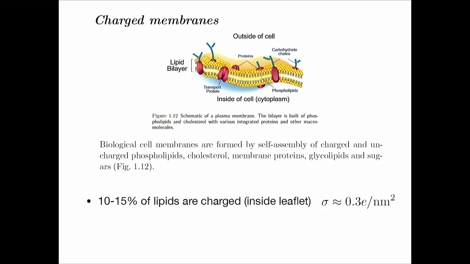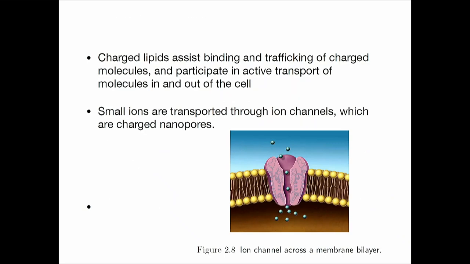Okay, and in these biological membranes, they are charged. About 10 to 15% of the lipids, which are the constituents of the membranes, are charged. This leads to a charge density of 0.3 electron per nanometer square, which means if you take 1 nanometer square, you have typically 0.3 electron in it.